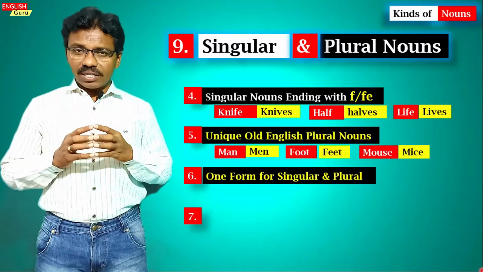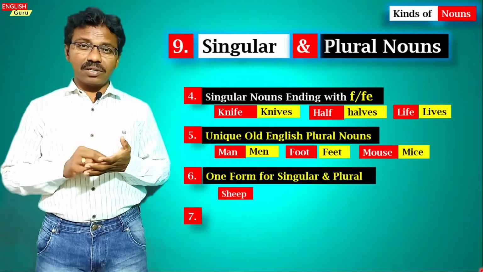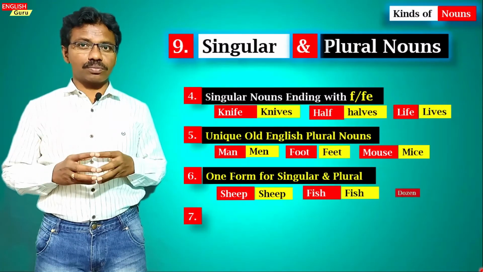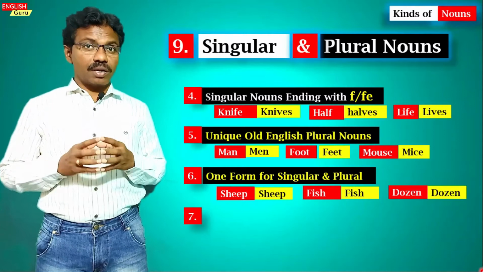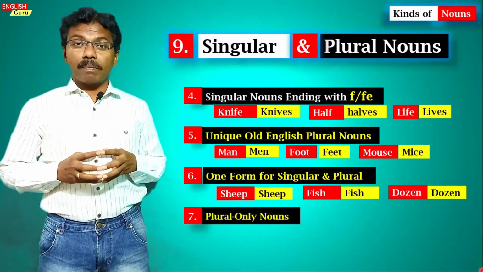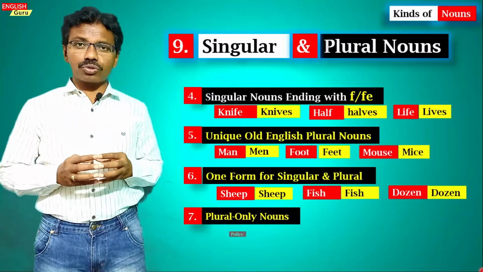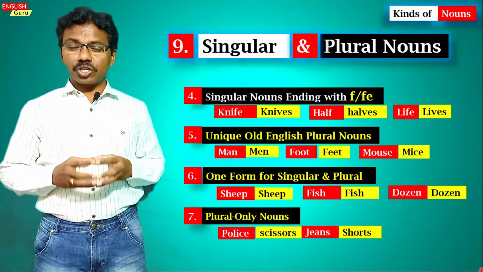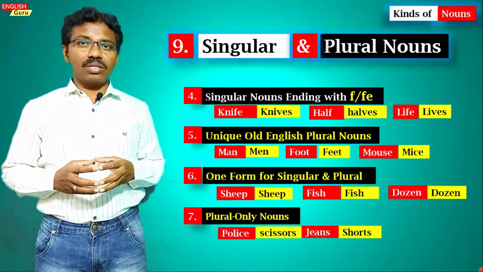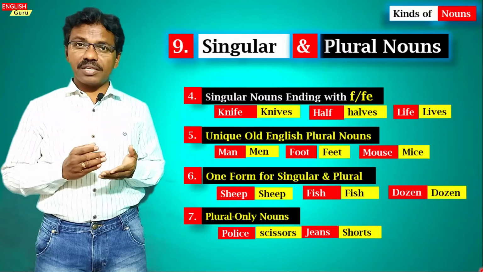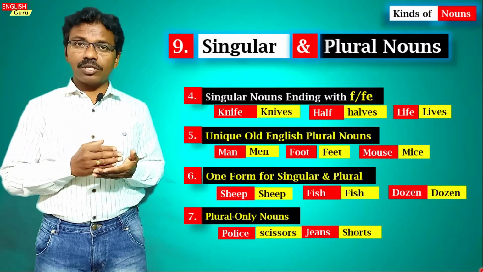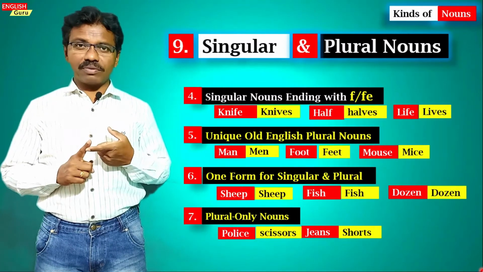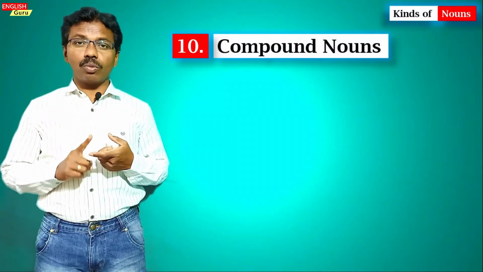And the sixth one: there are certain words we use as both singular and plural. For example, sheep, fish, dozen. But there are certain nouns which are always used in plural forms. For example, police, scissors, jeans, shorts. So these are all the ways in which we change a singular noun into a plural noun. So we understood a singular noun represents only one noun, whereas a plural noun represents more than one noun.